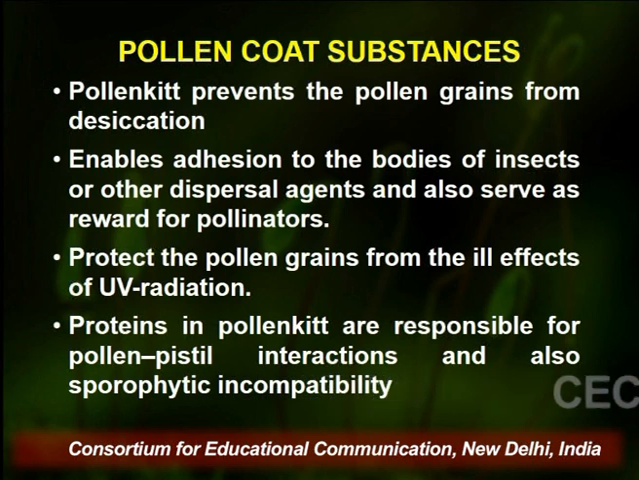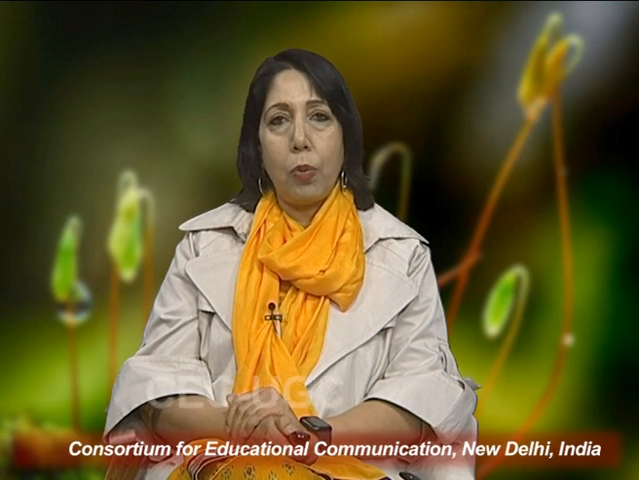That is, once the pollen lands on the surface of the stigma, there is pollen hydration, adhesion, and of course germination which happens, and pollenkitt plays a major role in all these interactions, and it is also instrumental in the sporophytic incompatibility. That is, the sporophytic incompatibility is to an extent decided by the pollenkitt which is present over the surface of the pollen outside the exine.